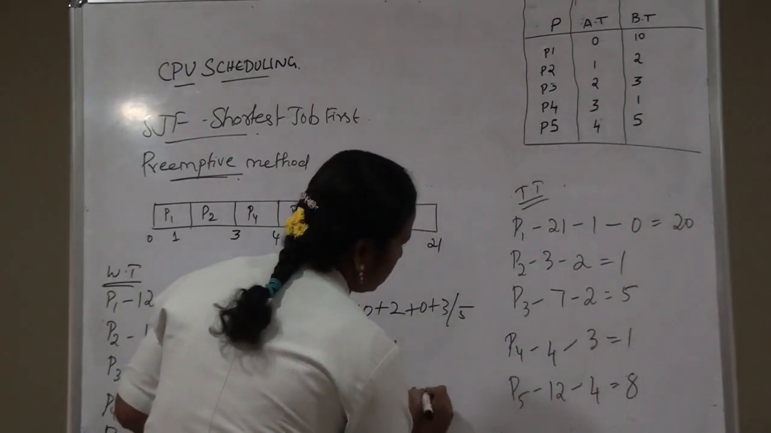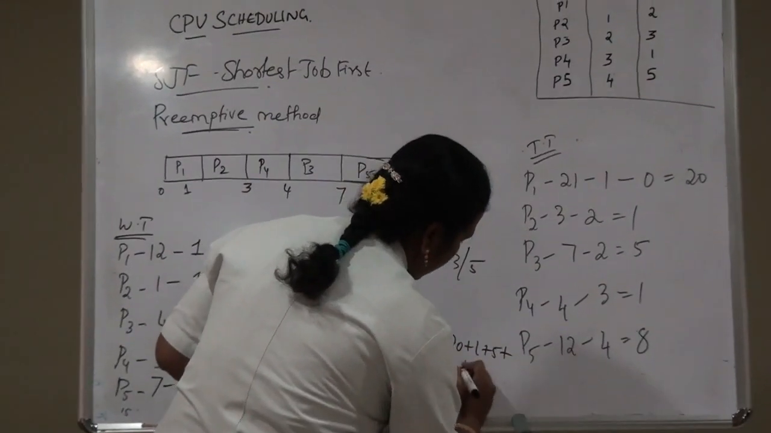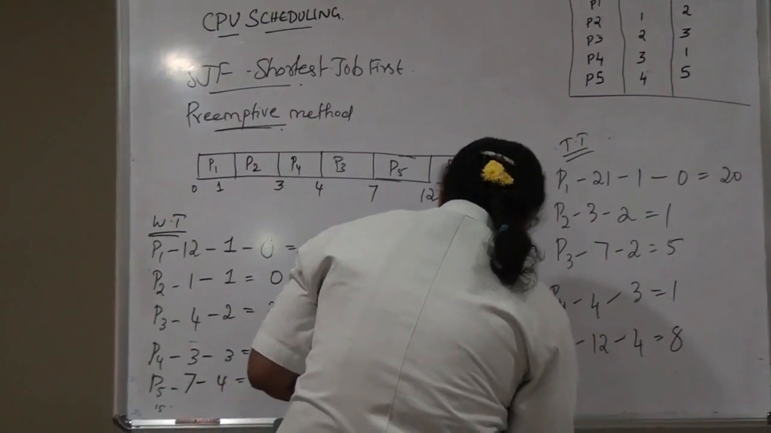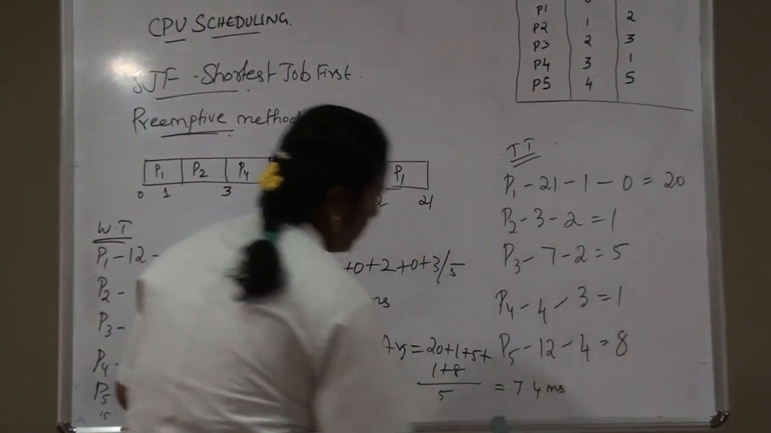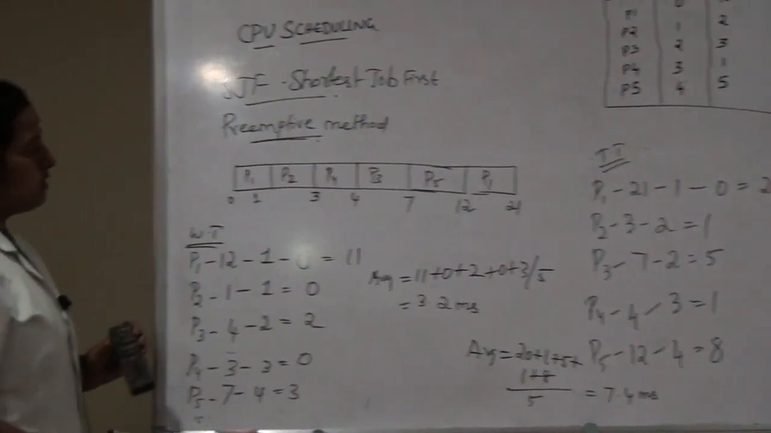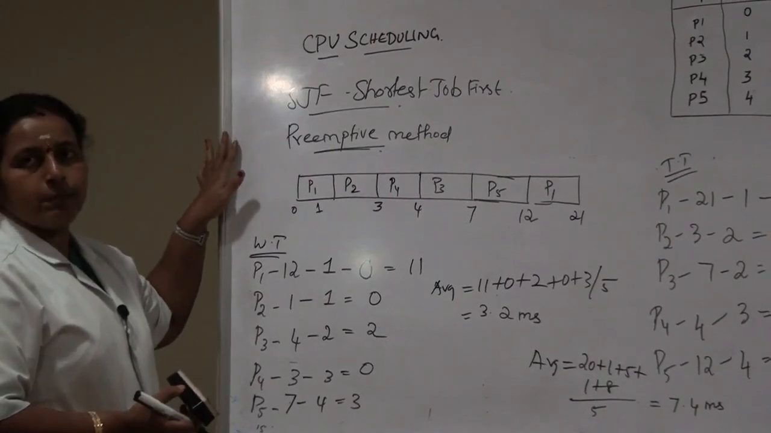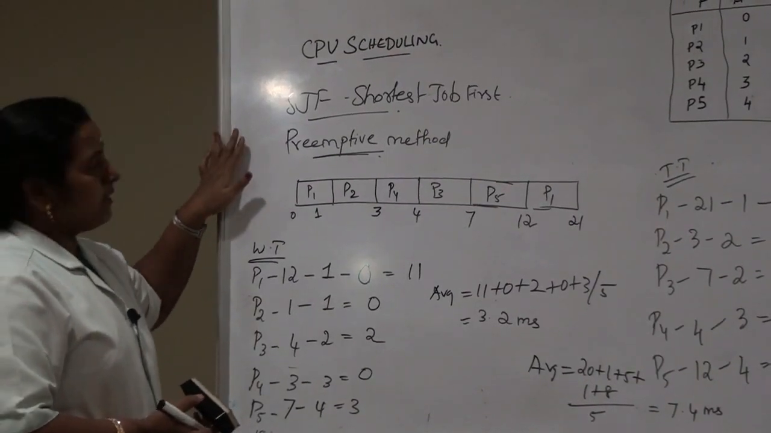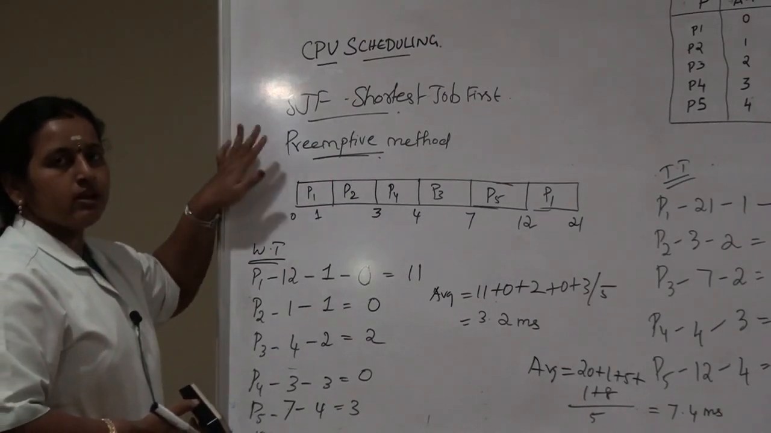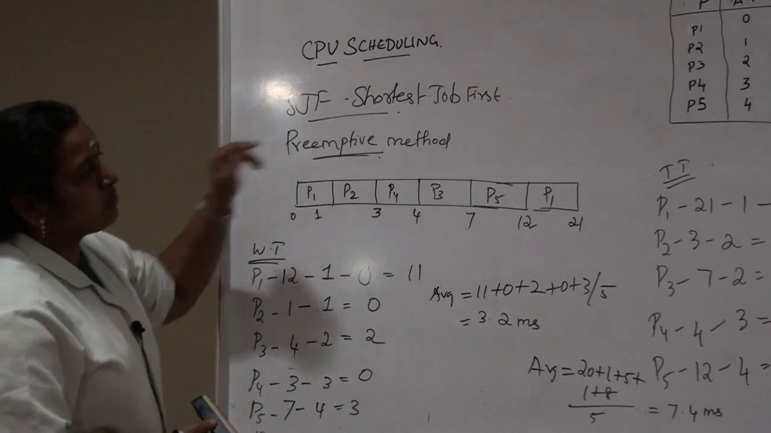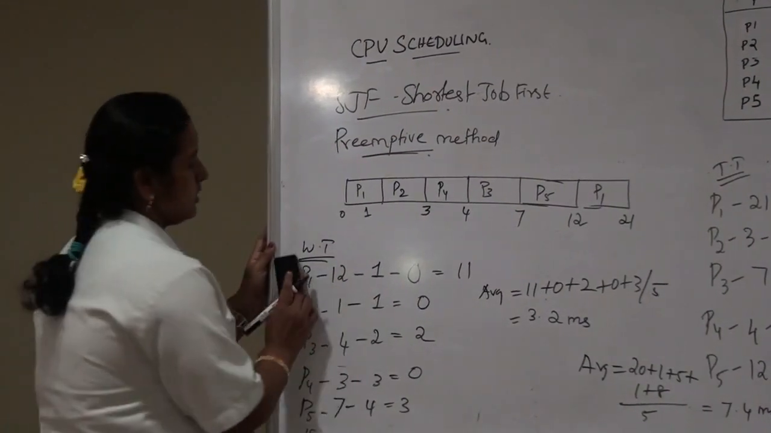The average is 20 plus 1 plus 5 plus 1 plus 8 divided by 5. So you will be getting the answer 7.4 milliseconds. So this is the SPI of preemptive and non-preemptive scheduling. Preemptive means you have to consider the arrival time. Non-preemptive means you won't be considering the arrival time, and the process which has the less burst time, that you have to take and consider.